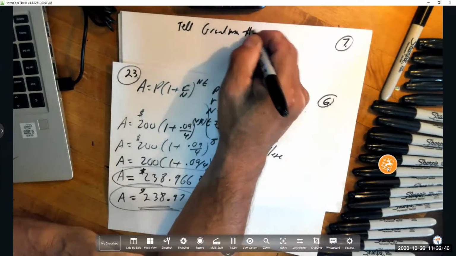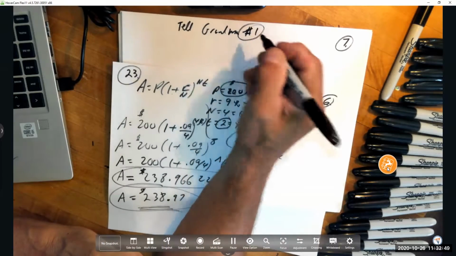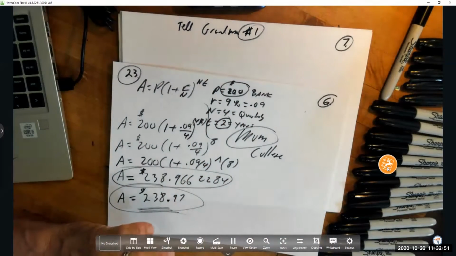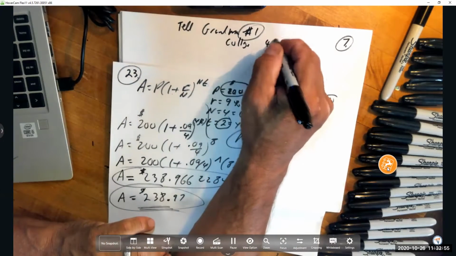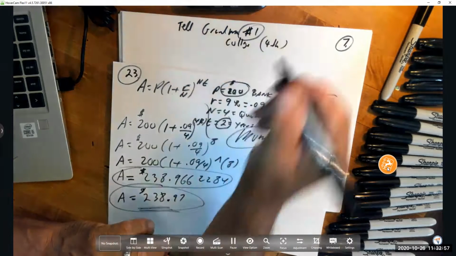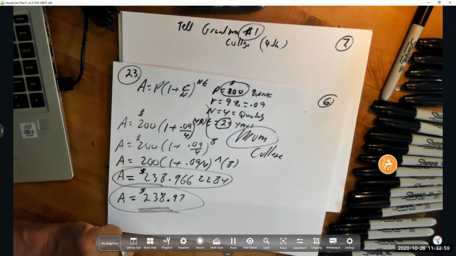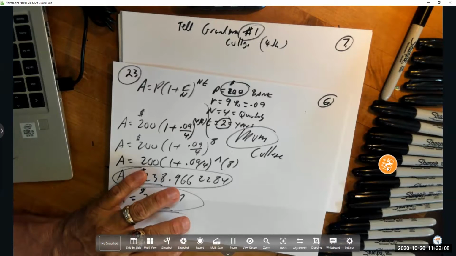I'm on number 1. Tell her, Grandma, I'm going to go to college. Okay. So, you tell her when you're in 4th grade, tell her, look, Grandma, I'm in 4th grade now, but I'm going to go to college in the future. So why don't you put some money in an account for me, and when I'm ready to go to college, you have money for me to go to school. She said, okay, I'll do that.